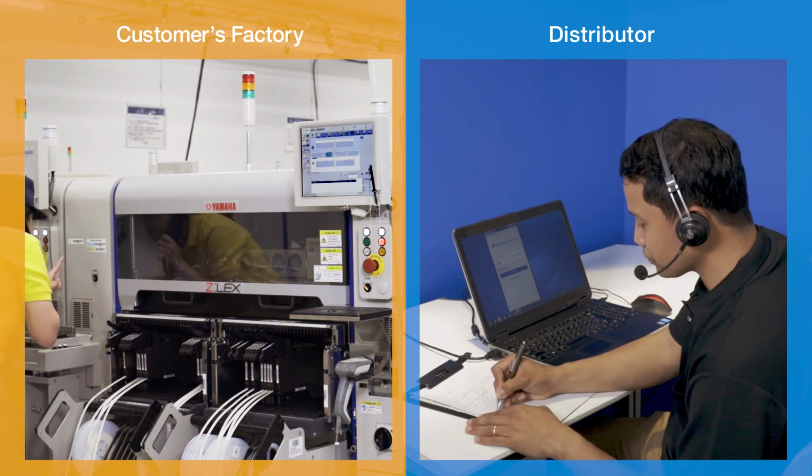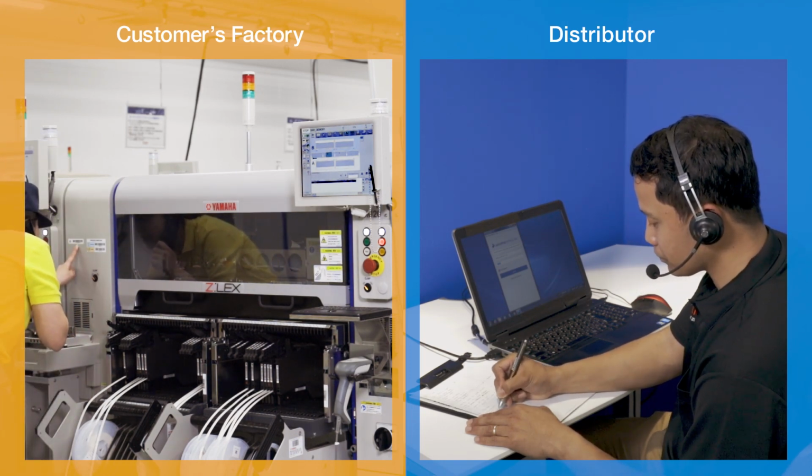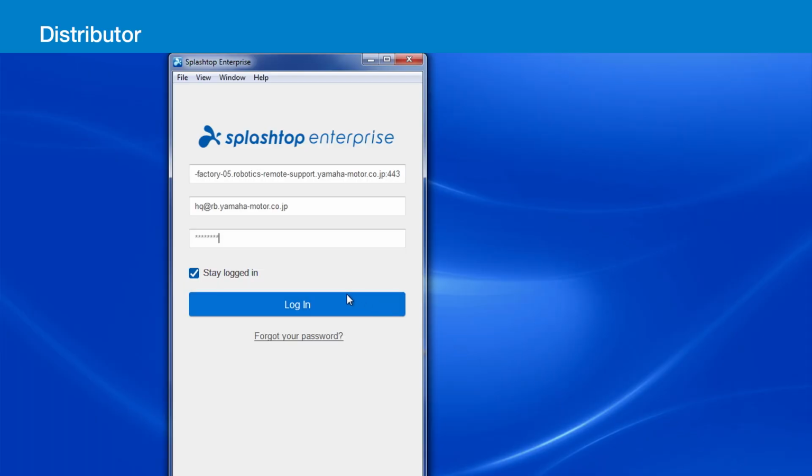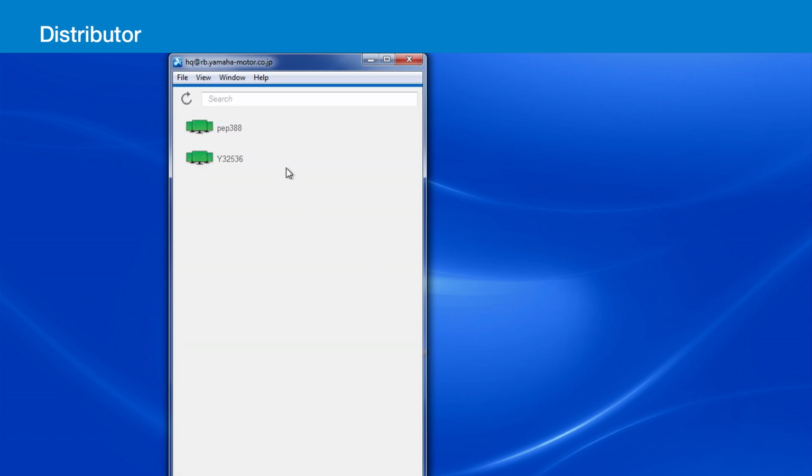The number is Y32536. Thank you very much. We have confirmed the machine. May we now check the machine status and operate it by remote operation? Yes, please.